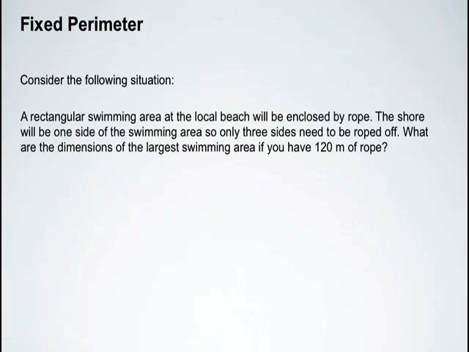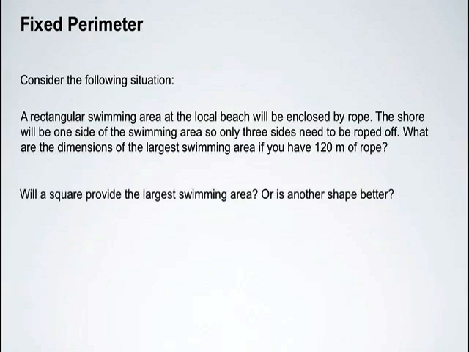Let's suppose we have a rectangular swimming area at a local beach enclosed by a rope. The shore will be on one side of the swimming area, so only 3 sides need to be roped off. What are the dimensions of the largest swimming area if you only have 120 meters of rope? Will a square provide the largest swimming area, or is another shape, another rectangle, better?